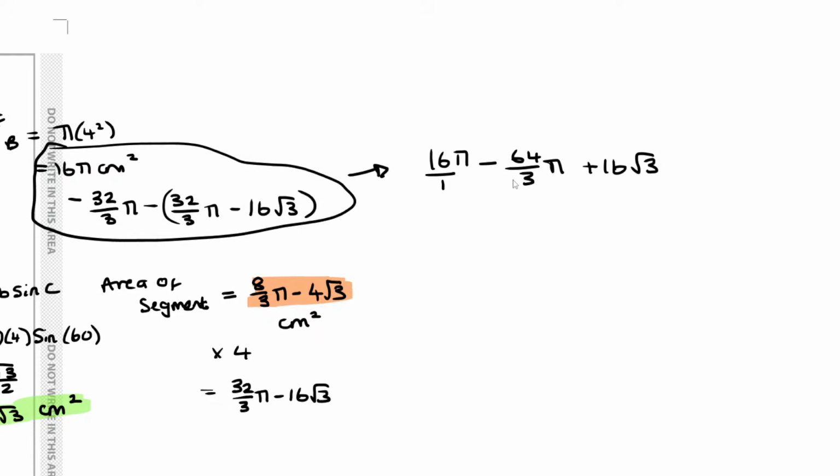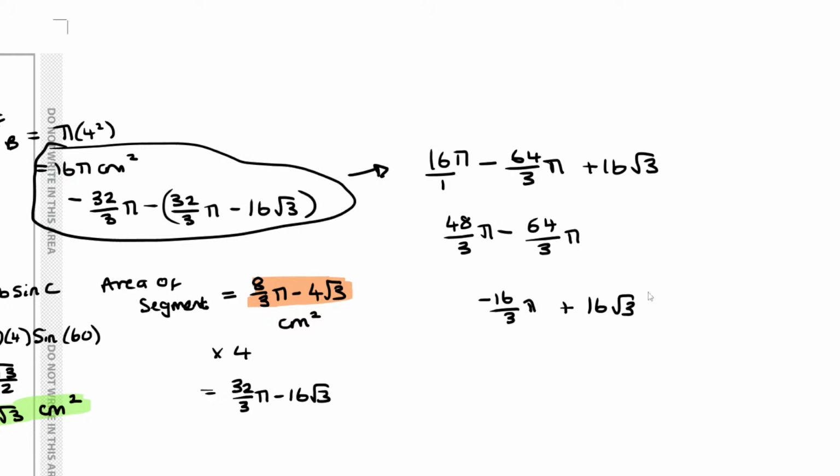Now, the lowest common multiple, because when I subtract fractions, I need to have a common denominator. The lowest common multiple between 1 and 3 is 3, so I don't need to change this fraction, but I do need to change the first one by multiplying the top and the bottom by 3. That would be 48; the 16 times table comes up a lot. And now, do you see how I could take them away? 48 minus 64 would actually be negative 16 over 3 pi, plus the other 16 root 3.